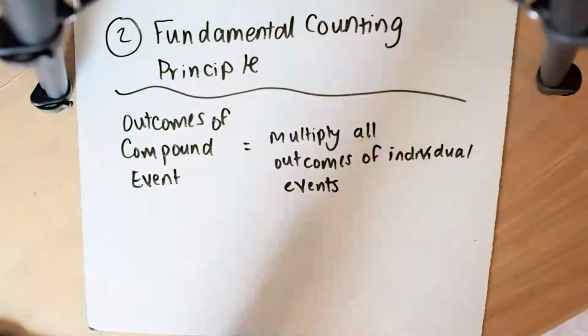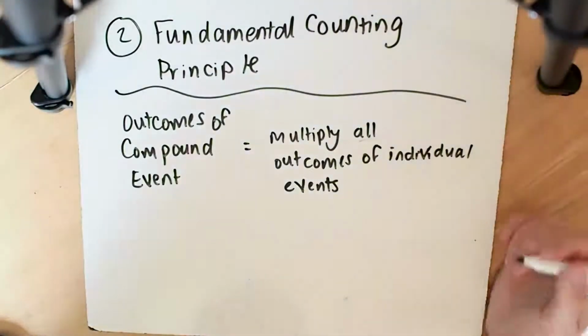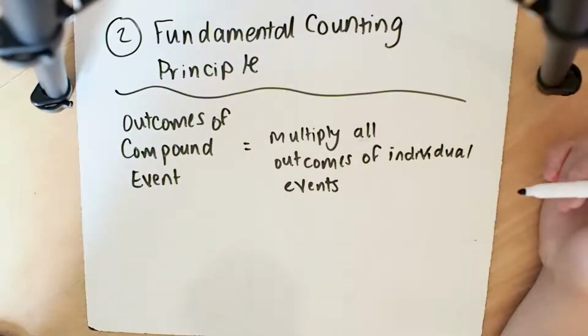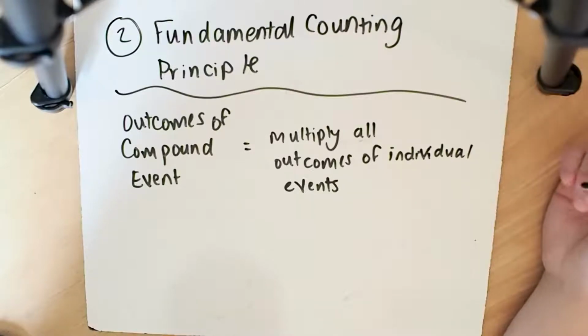The second way to find all outcomes of compound events is called the fundamental counting principle, and it's actually just like the tree diagrams, except a little bit faster. What it says is that for the outcomes of a compound event, like choosing a meal with a main dish then a side, or flipping 3 coins in a row, all you have to do to find the total number of outcomes is multiply the outcomes of each individual event inside the compound event.